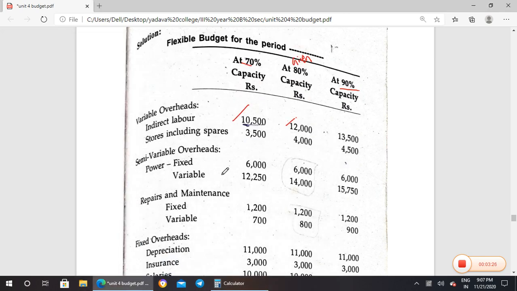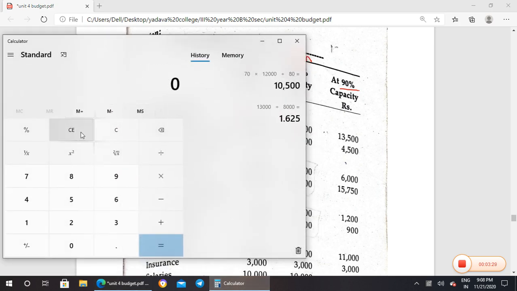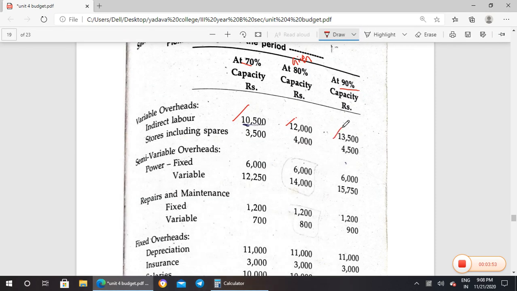For 90%, we have to do the same procedure. This is the same method for each and every percentage, whatever percentage is asked. So for 90, already they have given 80% in indirect labor as 12,000. So 90 into 12,000 divided by 80. We get 13,500. That is the answer. So the given information is 80%, 12,000 for indirect labor. With the help of these two pieces of information, we calculate for 70 and 90.